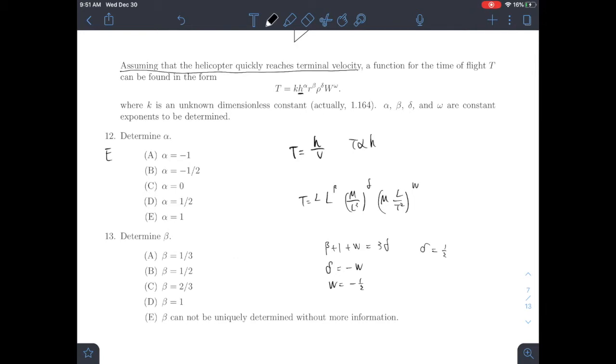Then we plug into the first equation. We have beta plus 1 minus 1/2 is equal to 3 over 2, right? Then we add 1/2 to both sides, which gives 2, equal to beta plus 1. Then beta is equal to 1. So 13 is equal to D. Right.